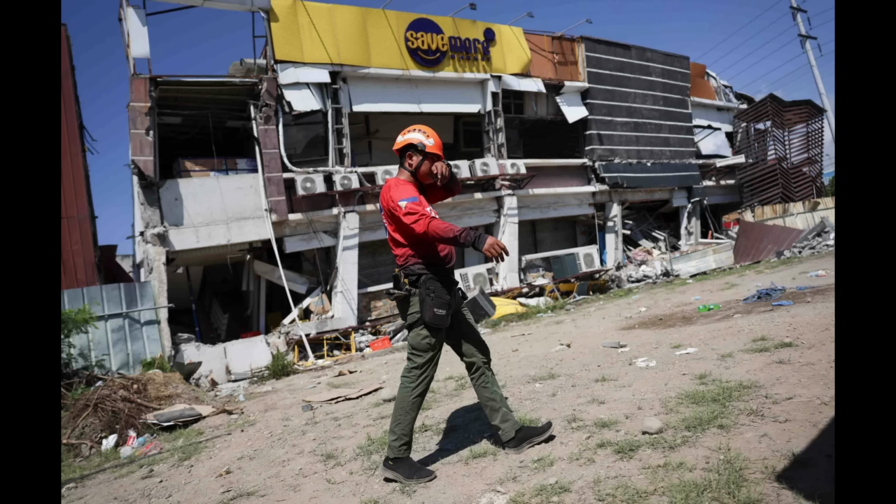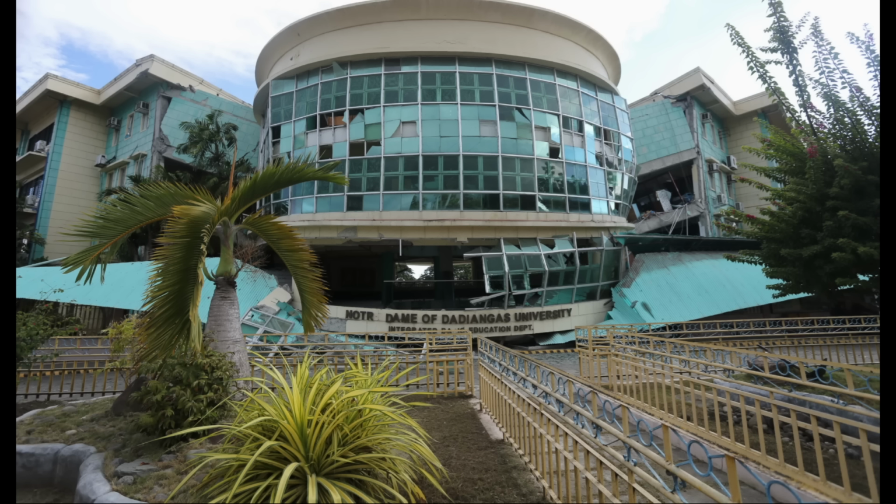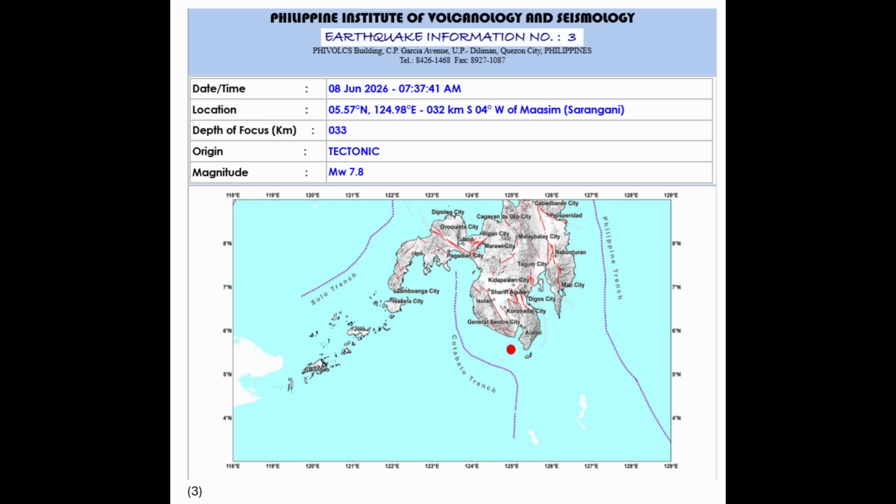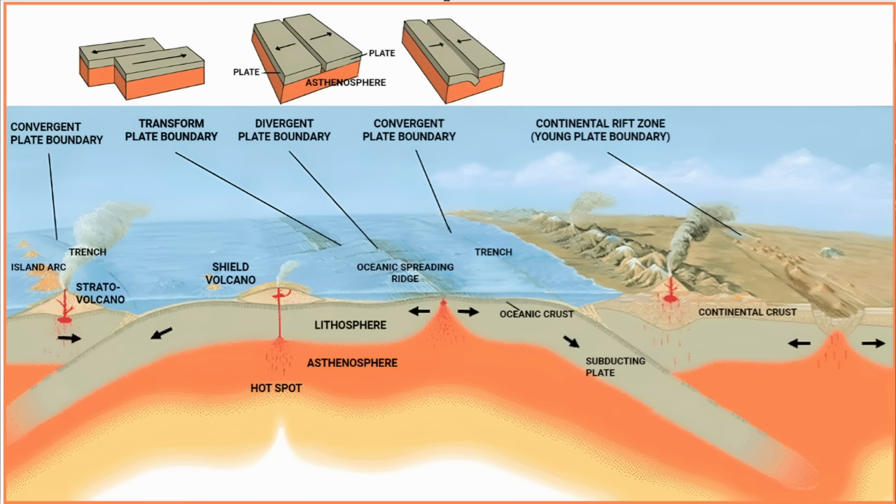At the time of this recording, I'm recording this video on June 13th, 2026. There have been 35 confirmed deaths and over 20,000 people that have been displaced from their homes. So again, the location of the earthquake, and there are different types of plate boundaries. You can have convergent or divergent plate boundaries, as well as transform plate boundaries. I'm going to give you an example of each.